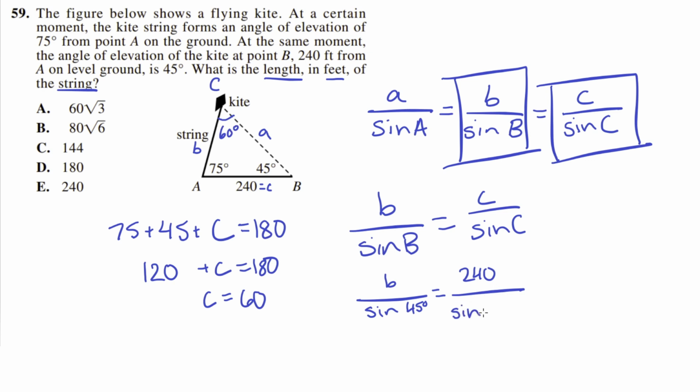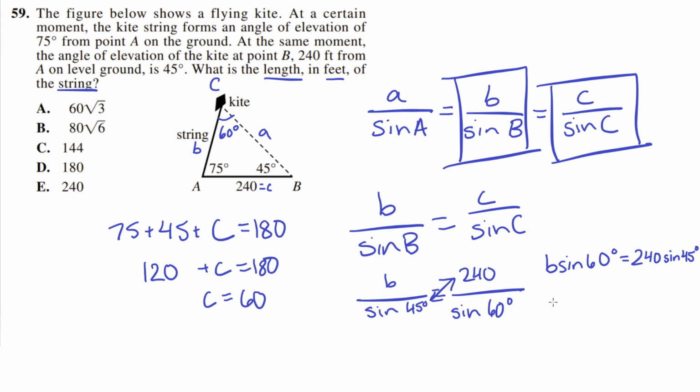So now we know the angle C is 60 degrees. So we have sine 60. Now we can cross multiply to find the value of B. So B times sine 60 is equal to 240 times the sine of 45 degrees. We just cross multiplied these two together and set them equal to each other.